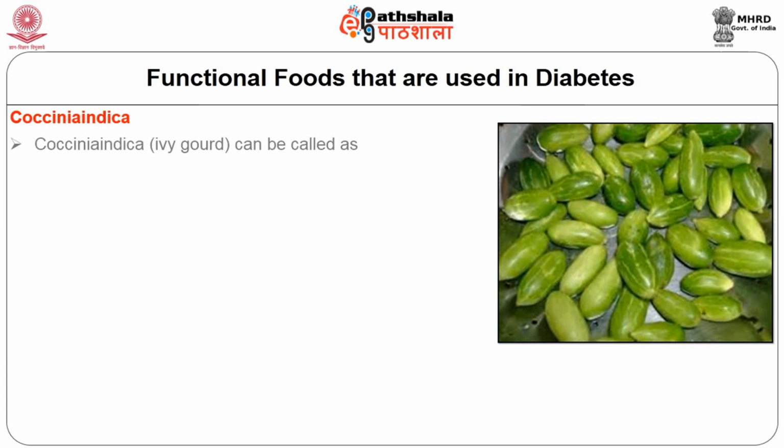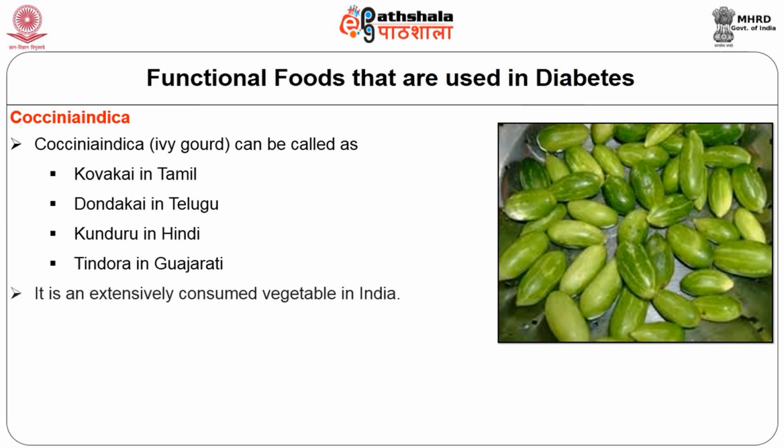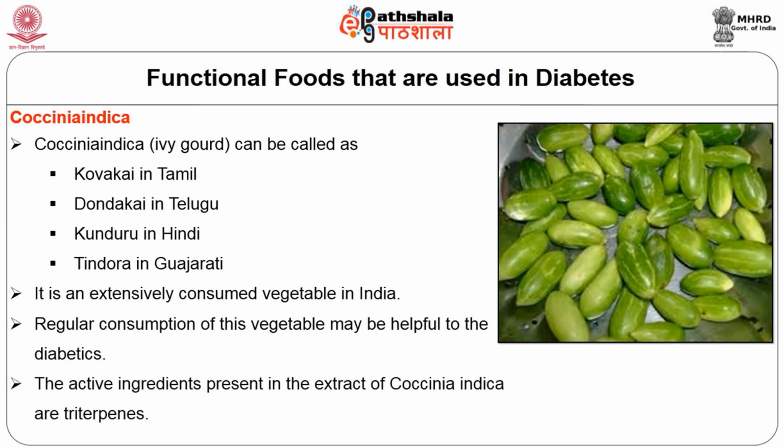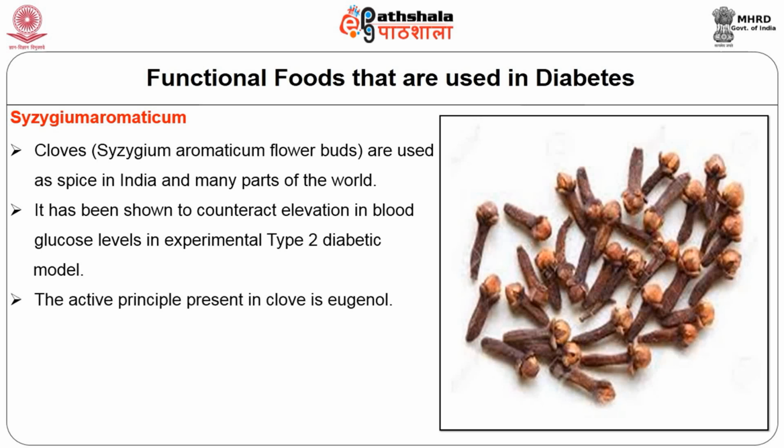Then there is another vegetable which is eaten in India and other parts of Southeast Asia, Coccinia indica, which is known as Kovakai in Tamil, Dondakaya in Telugu, Kundru in Hindi and Tindora in Gujarati. It is an extensively consumed vegetable, and regular consumption of this vegetable may be helpful to treat diabetes. Then there are cloves, which are used as a spice in India. This also has been shown to have some modulatory effect on increases in blood glucose.